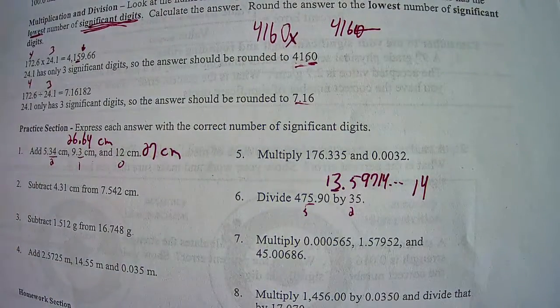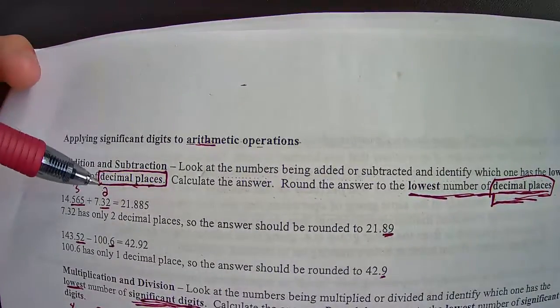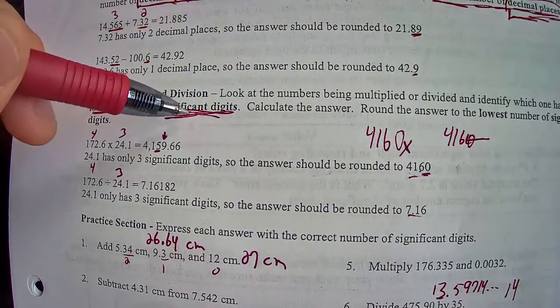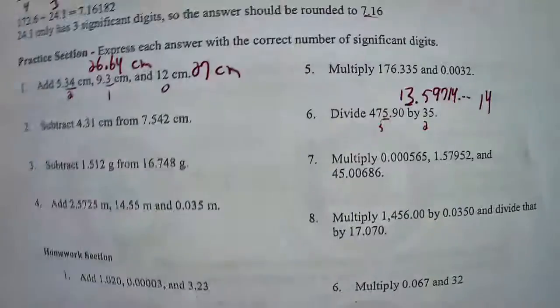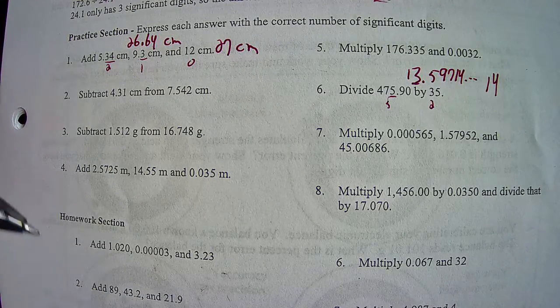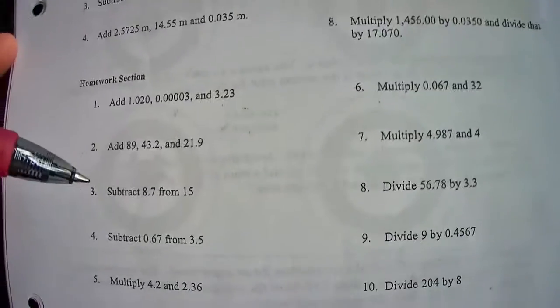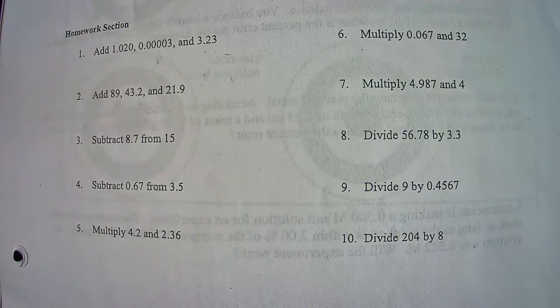All right, so remember, addition and subtraction go by the least number of decimal places. Multiplication and division go by the least number of significant digits. So at this point, you should be able to finish page 4. Any problems we didn't do. And then on page 5, finish the practice and finish the homework section.